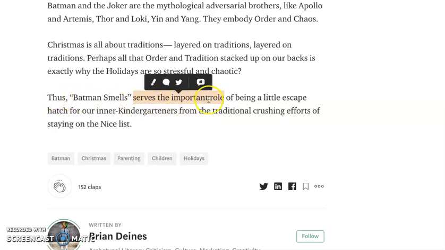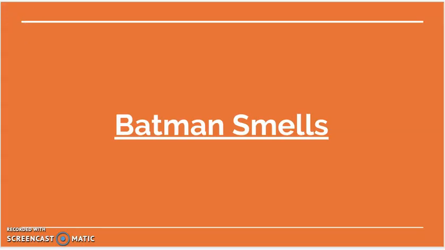The song serves the important role. It doesn't say the song is an escape for kindergartners. It doesn't say the song is a rebellion against traditional efforts of staying on the nice list. All it says is, if you think about it through the insights that I've provided, it shows you one way it could be an escape. Okay, so that's just one example of using insights and explaining the complexity well enough to have a really meaningful contribution of things to say about a topic without claiming that you know everything about it.